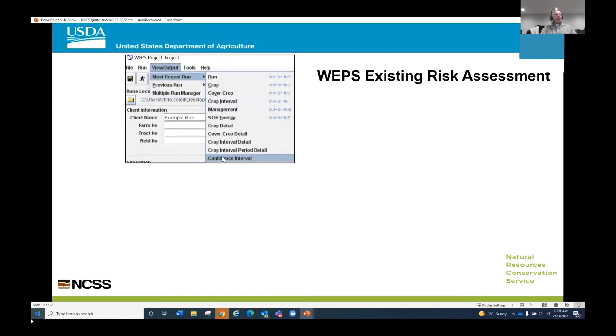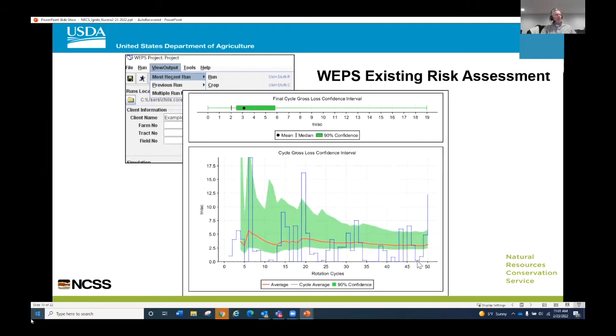Here you see also within WEPS currently, we can generate what's called confidence intervals. And here you see an insert of that. So in the green area, WEPS predicts 50 years for each crop cycle. And here you see the 90% confidence of what the actual erosion would be.